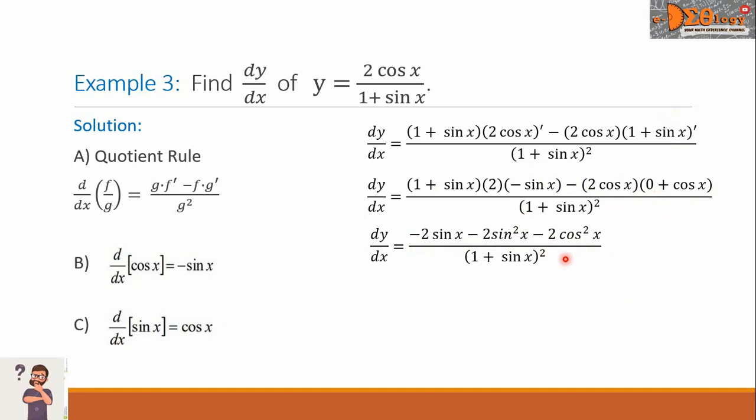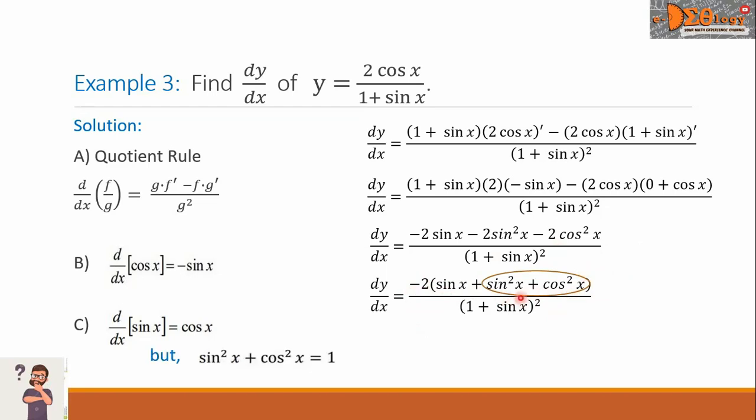Now simplifying the product of the numerator, we have now negative 2 sine x minus 2 sine square x for this group. Then minus, for this group here, it is simplified into 2 cosine square x all over the same denominator. Please observe in the numerator that we have a common factor, and that is the negative 2. We can pull out the negative 2, so we have this negative 2 times the quantity sine x plus sine square x plus cosine square x all over this same denominator. Take note that the sum of sine square x plus cosine square x is an identity, and that is equal to 1. So we can change these two into a simple value, which is 1.